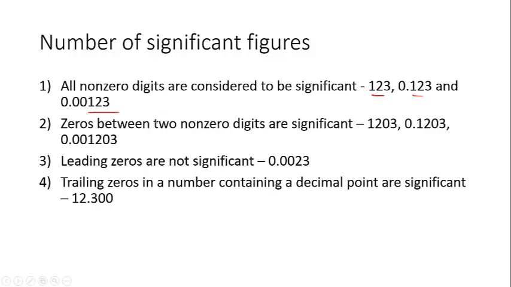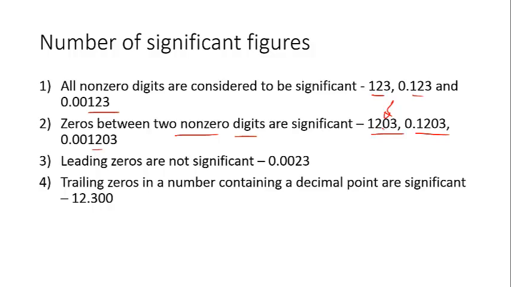Two, zeros between non-zero digits are significant. So 1,203, 0.1203, and 0.001203 would all have four significant figures. 1, 2, 3, 4, and it's because this zero falls between two non-zero digits. 2 and 3 are non-zero digits.